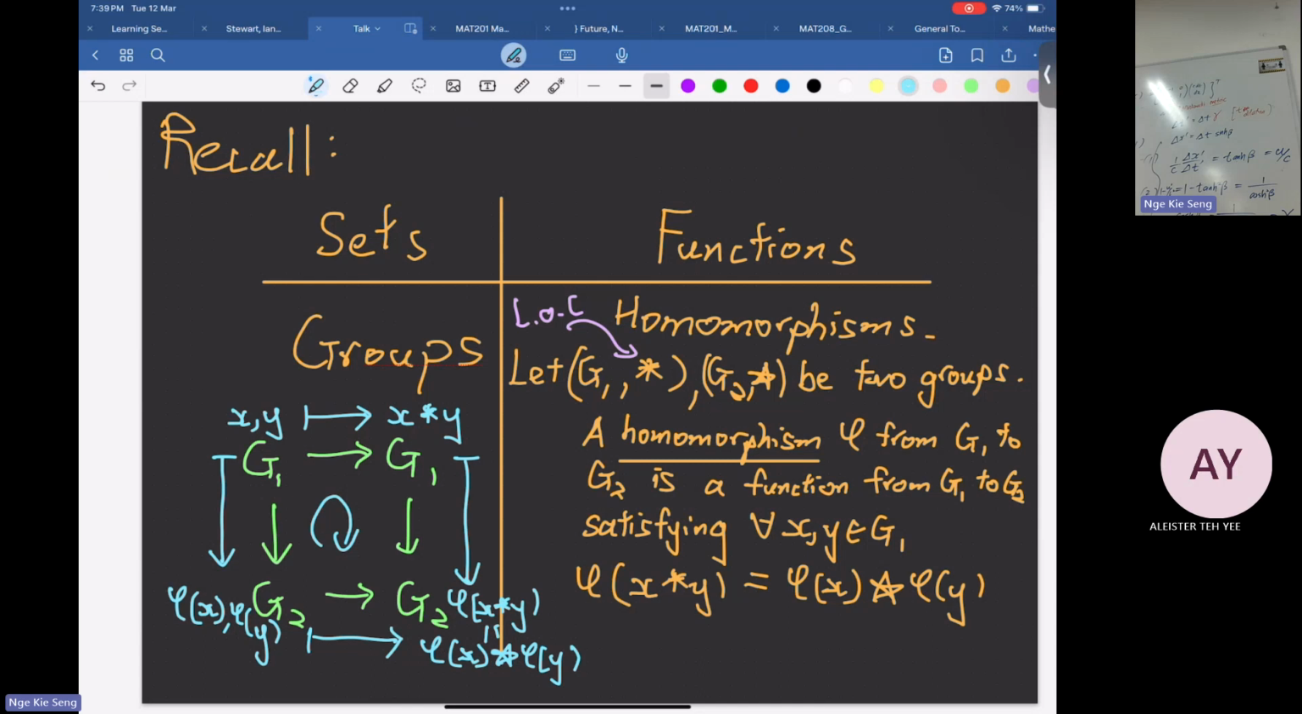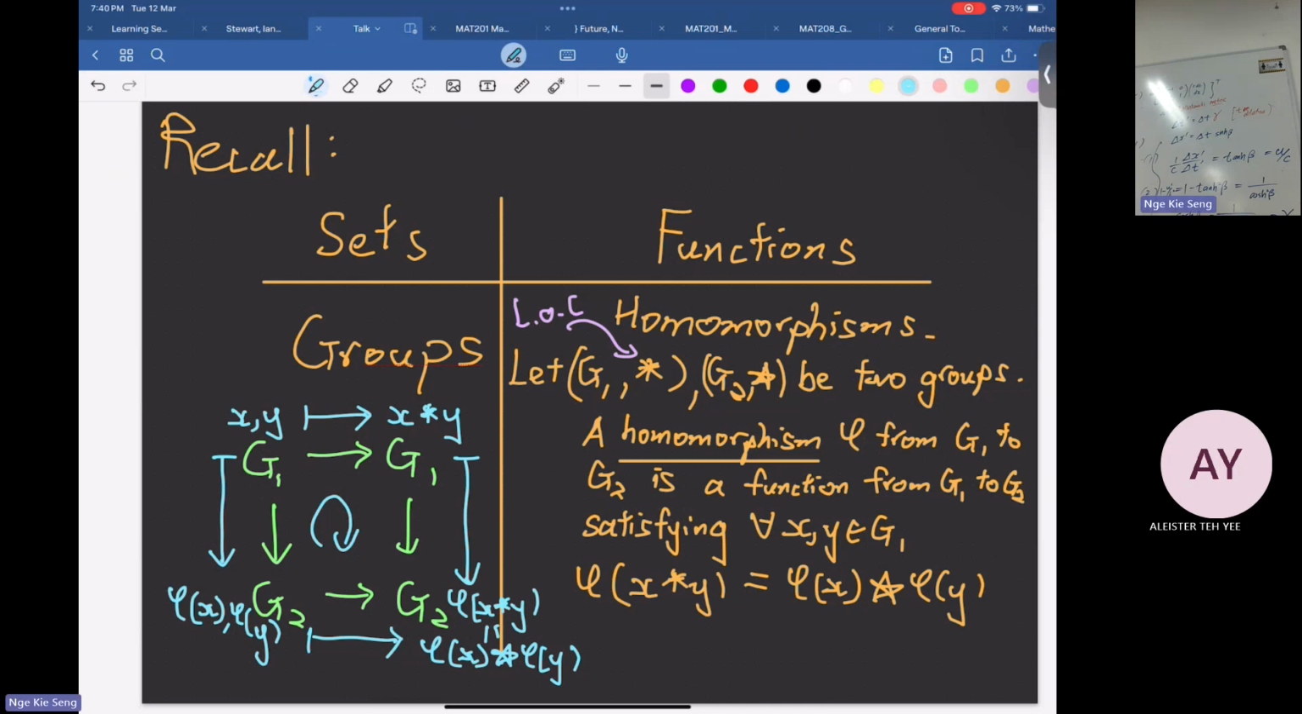Okay, so the moral of the story is, if I have a homomorphism between G1 and G2, I can first study the multiplication inside G1 and then map it across, or I can map across to G2 and then do multiplication there. It's the same. It's the same. Okay.